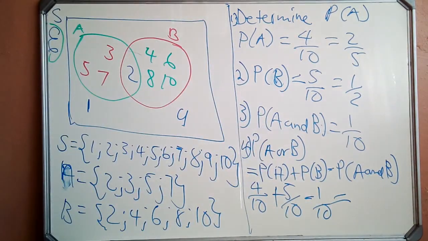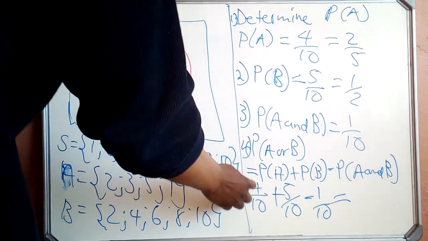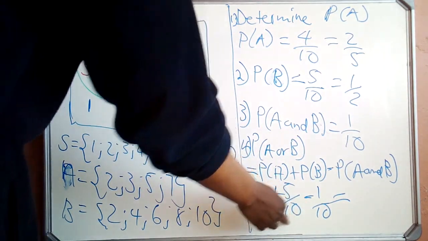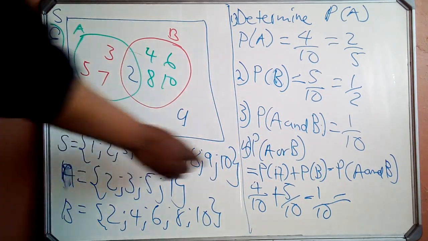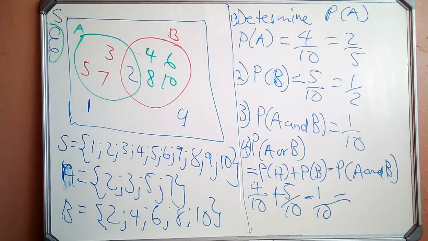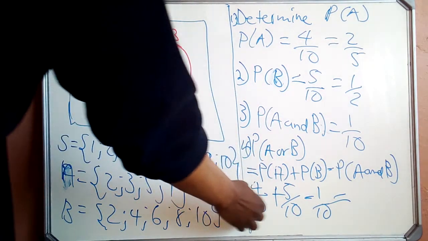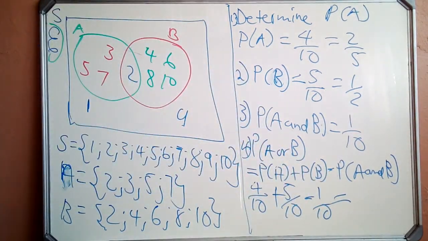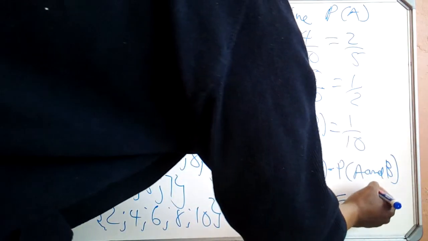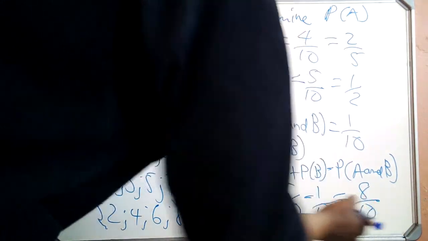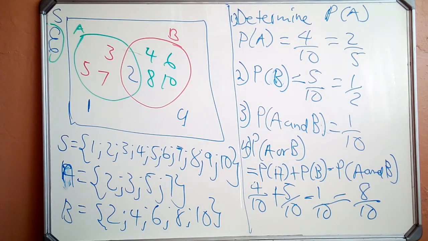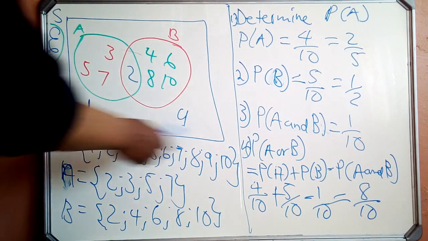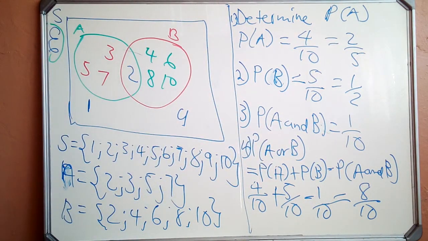Now 4 over 10 plus 5 over 10, the common denominator is 10. 4 plus 5 is going to be 9 over 10. 9 over 10 minus 1 over 10 will give you 8 over 10. So our answer there for A or B is going to be 8 over 10.